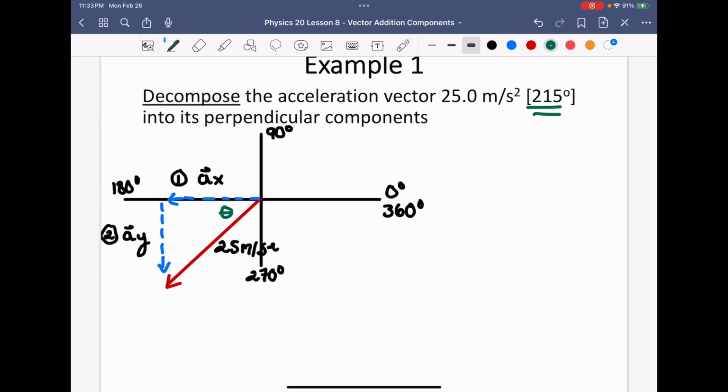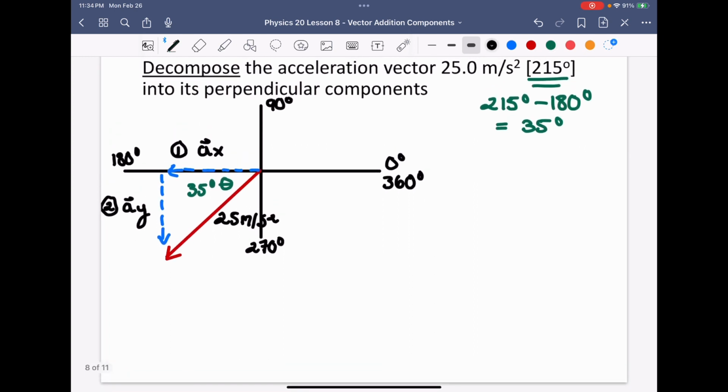Well, in order to find the theta, what we're going to do is take this angle, 215 degrees, which is the total rotational angle, minus the 180 that represents the half circle. This is going to give us an angle of 35 degrees for this theta. So I'm going to write in 35 degrees. Now again, because we're breaking this apart into an AX and an AY, or acceleration in the X direction versus acceleration in the Y direction, I'm going to do those two steps independently below.